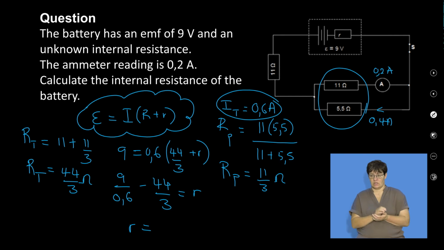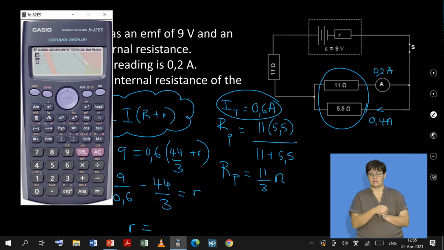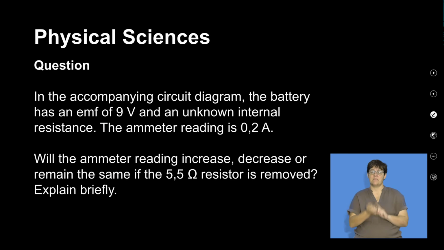So for our internal resistance in this circuit, if we go to our calculator, we've got 9 divided by 0.6 minus another fraction, which is 44 over 3. The reason why we're doing this is so that we only round off at the end. So our value for the internal resistance is 0.33 ohms, written to 2 decimal places. So this is just an example of how we can determine the internal resistance.